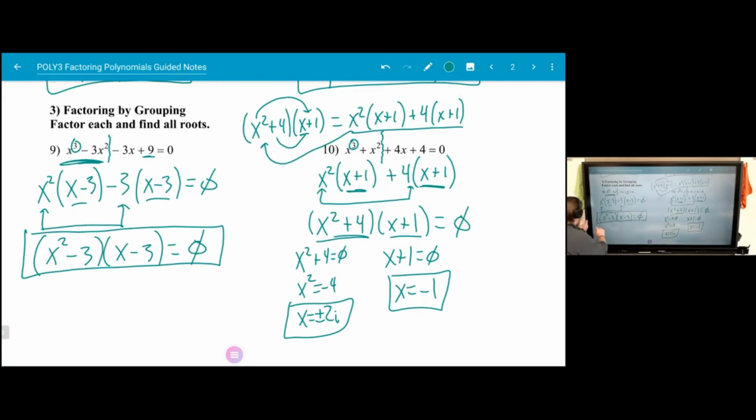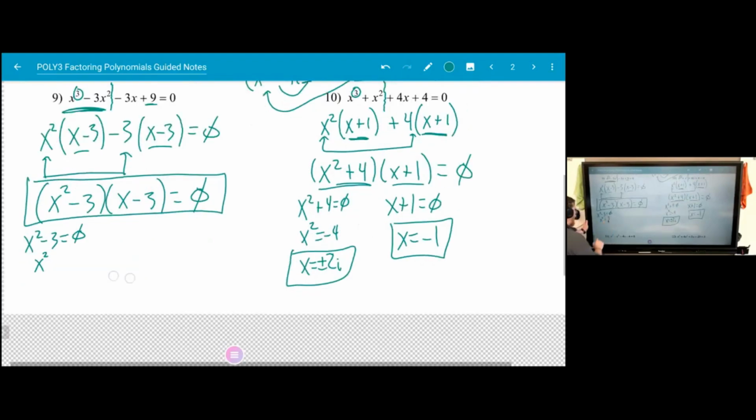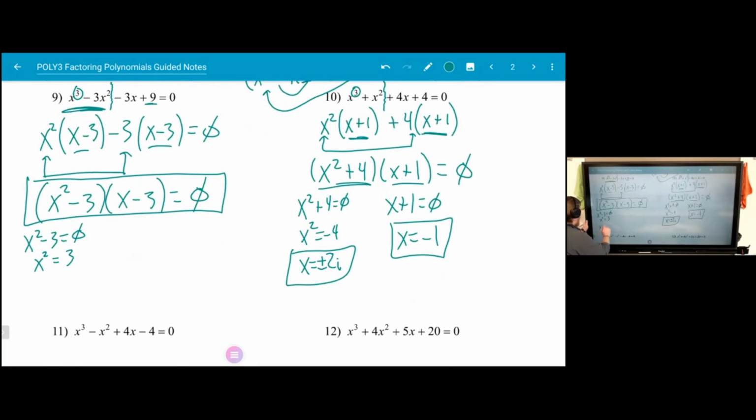I'll set my first factor equal to 0 and solve. X squared minus 3 equals 0. So x squared equals 3. Take the square root of both sides. X equals plus and minus the square root of 3. Okay, there's 2 of my solutions right there.